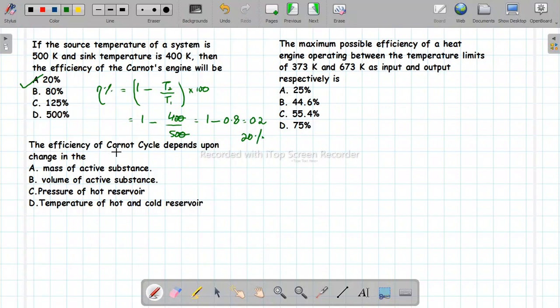Efficiency of Carnot cycle depends upon mass of active substance, volume of active substance, pressure of hot reservoir, or the temperature of hot and cold reservoir. It is clear from this equation again that it only depends on the temperature of hot and cold reservoir. It has nothing to do with the mass or volume of the active substance or with the pressure of hot reservoir. So option D is the correct option.